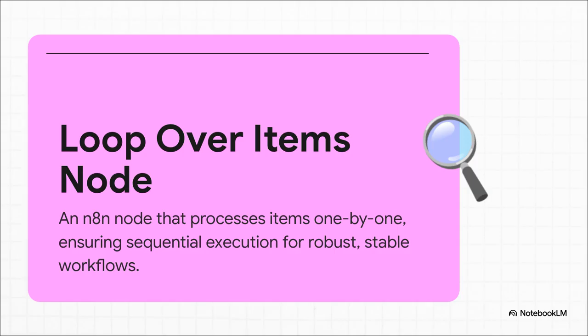Look, trying to process 100 files all at once is just a recipe for disaster. You'll run out of memory, things will time out, it'll be a mess. Instead, this node lets us be smart about it. It processes everything sequentially. It grabs one file, runs it through the entire process from start to finish, and only then does it grab the next one. This is absolutely essential for building a stable, robust workflow.